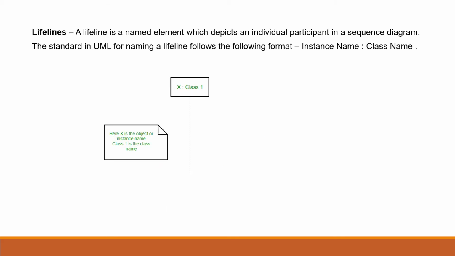Now we have already talked about what a lifeline is. It is an individual participant, as I have told already, and it is a standard in UML for naming a lifeline in the format instance name colon class name. So x colon class 1: here x is the object, or I can say an instance, whereas class 1 is the class name.